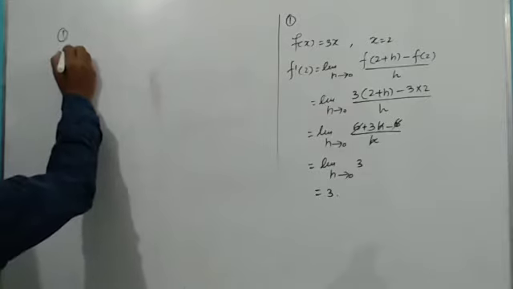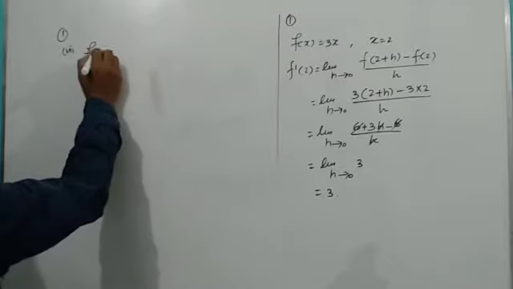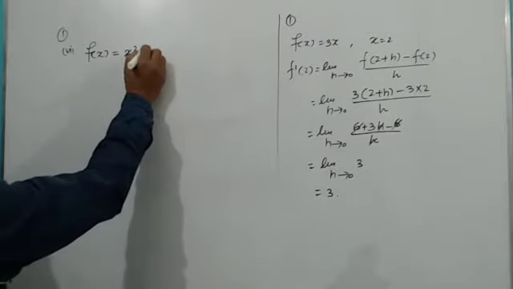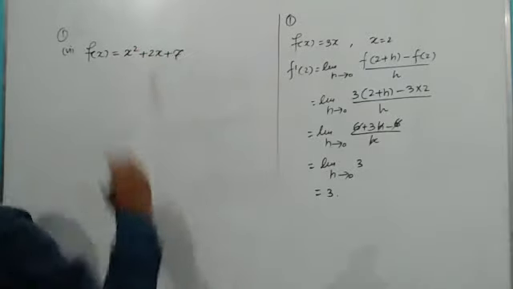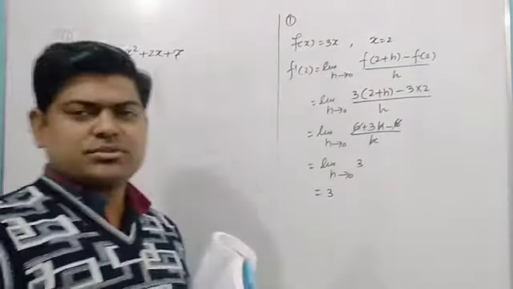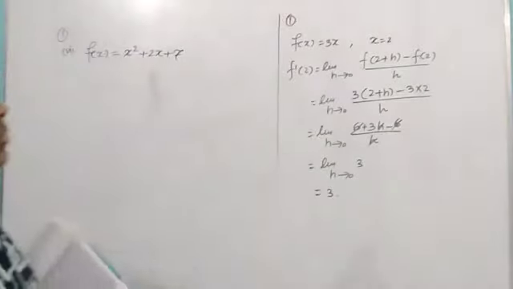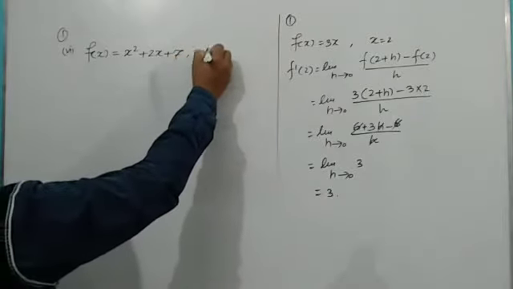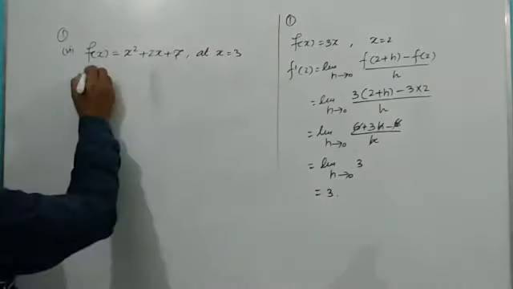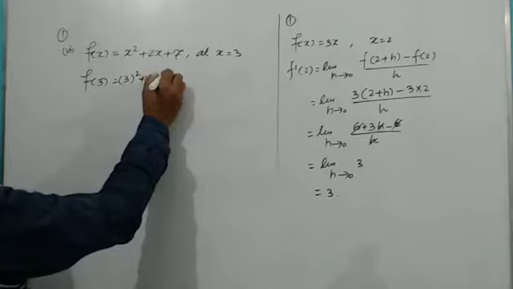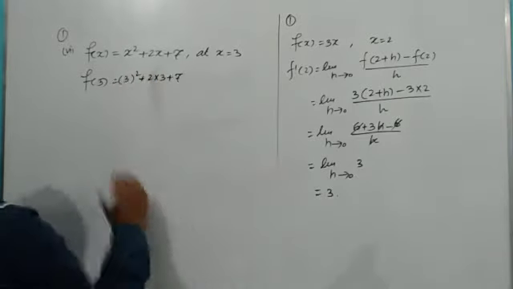Now in question number one, the sixth part is there. It is f(x) is equal to x square plus 2x plus 7. If you have any doubt about finding f(2) or f(2 plus h), no problem. First of all, before writing this formula, I can find here, since I have to find the differentiation at x is equal to 3, firstly f(3), that is equal to 3 square plus 2 into 3 plus 7.